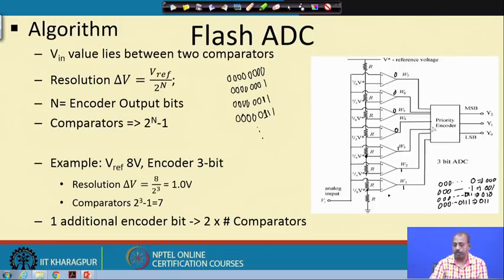So, if we say that instead of a 3 bit ADC, we will design a 4 bit ADC, then the number of comparators will become 16. So, for every additional encoder bit, the number of comparators will double. That is the cost of flash ADC. The number of comparators needed is pretty high, but this conversion is immediate. Whenever the input is given, accordingly this unary pattern will be set here and this priority encoder will encode it into one of the binary patterns. That way this flash ADC works.